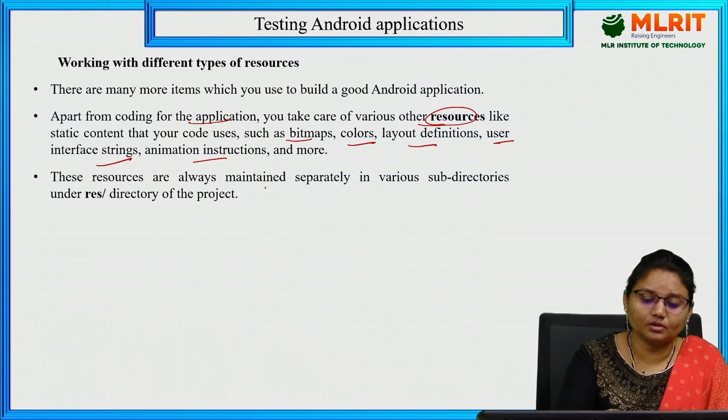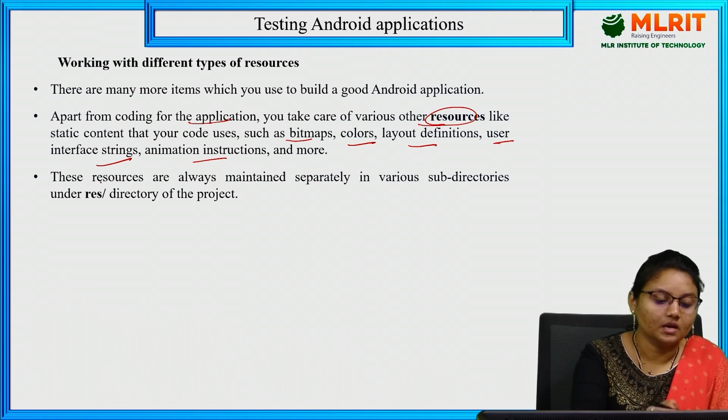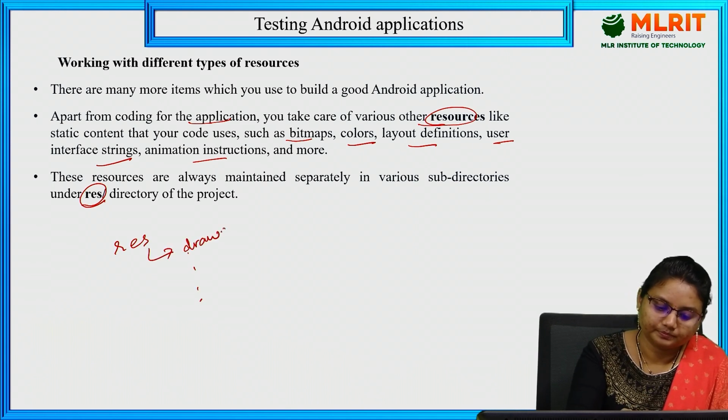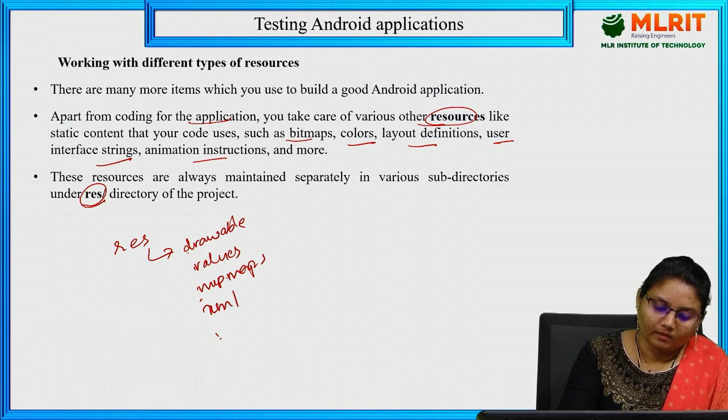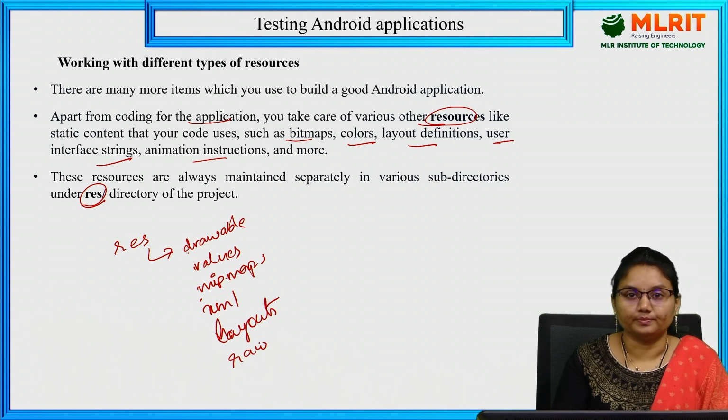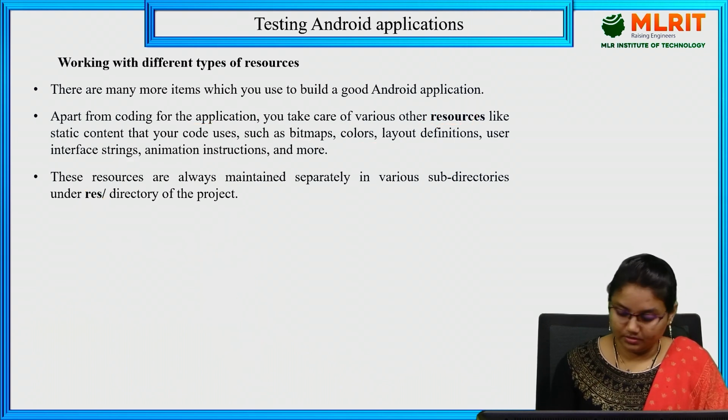These resources are always maintained separately in subdirectories under the resource directory. As I have shown you, in the resource directory we have all the different values, say drawable, values, bitmaps, XML, layouts, etc. Or you can create a directory called raw also. These are the ones being used so far.